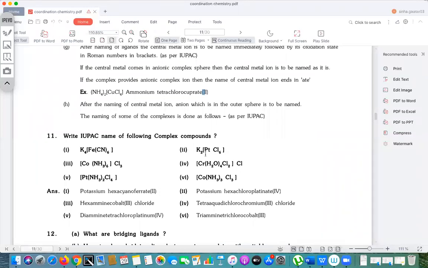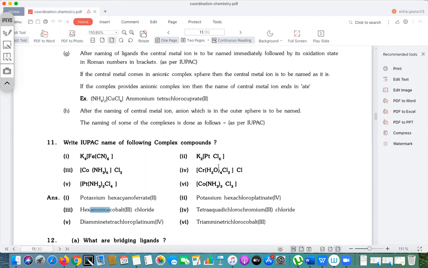Number 2, K2[PtCl6]. The positive part is potassium, then hexachloroplatinate. Platinate, +4 is the oxidation state. Here we write the positive part first, this part will be named first. And in the complex part, we write the name of the ligand first and then the metal. The ligand is hexaammine, A-double-M. Take care: hexaammine, A-double-M. Then cobalt(III) chloride.